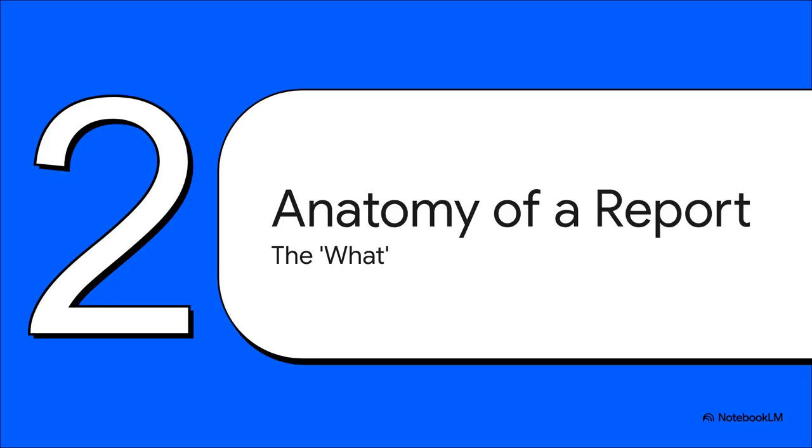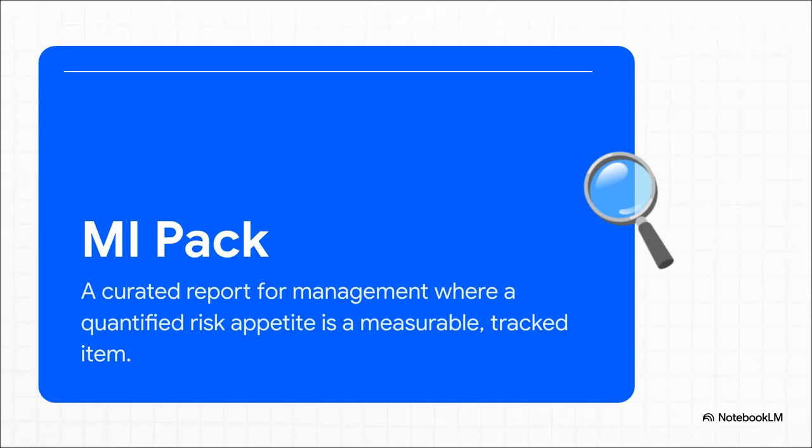Okay, so we've got the why locked down. Now let's crack open the hood and look at the what. What are the actual components that turn a mountain of raw data into sharp intelligence that managers can actually use to make decisions? A massive piece of the puzzle is the Management Information Pack, or MI Pack, and the keyword here is curated. This is not a data dump, it's a story.